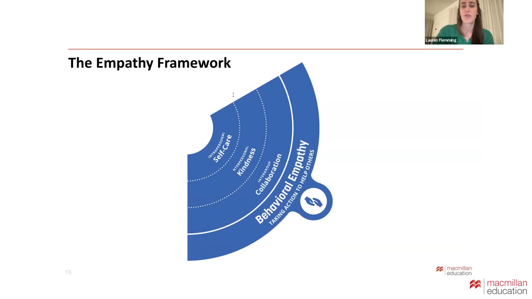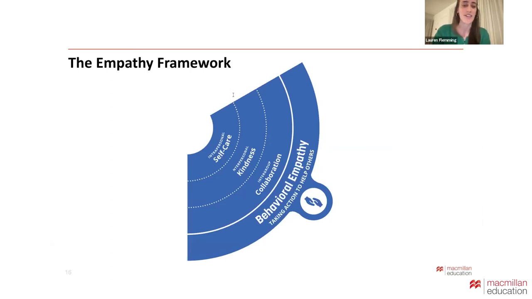At the intrapersonal level, self-care is a foundational skill, as we need to take time to care for ourselves in order to have the capacity and energy to reach out and help others. That's a good reminder that we always need to take care of ourselves in order to be able to extend and help others.